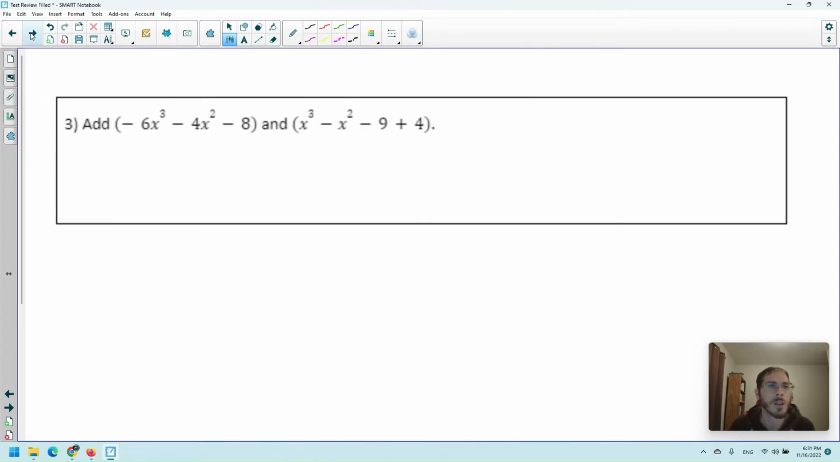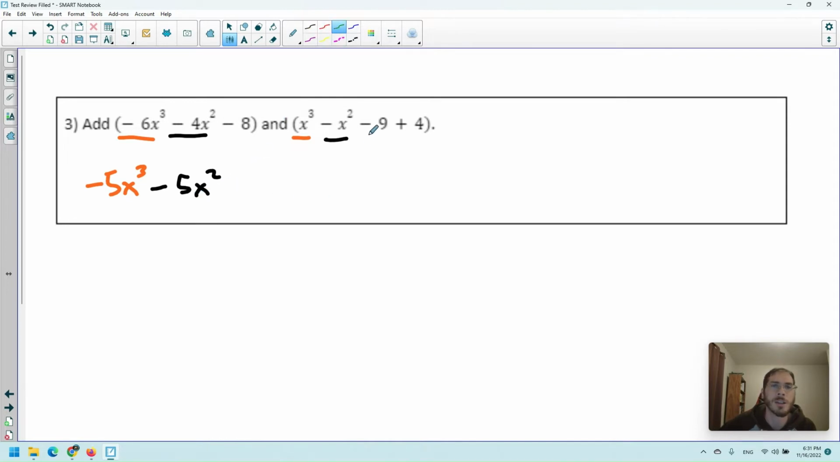All right. Number 3, we want to add these. So if we want to add them up, that means we want to combine like terms. So I've got negative 6x to the third, and x to the third is negative 5x to the third. Next, I look for my x squareds. Negative 4x squared minus 1 more x squared, or plus negative 1x squared, is going to be minus 5x squared.